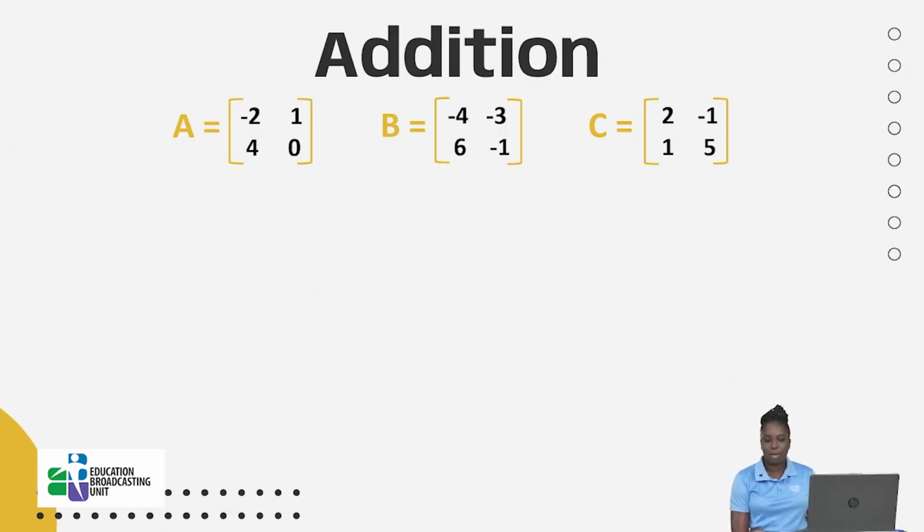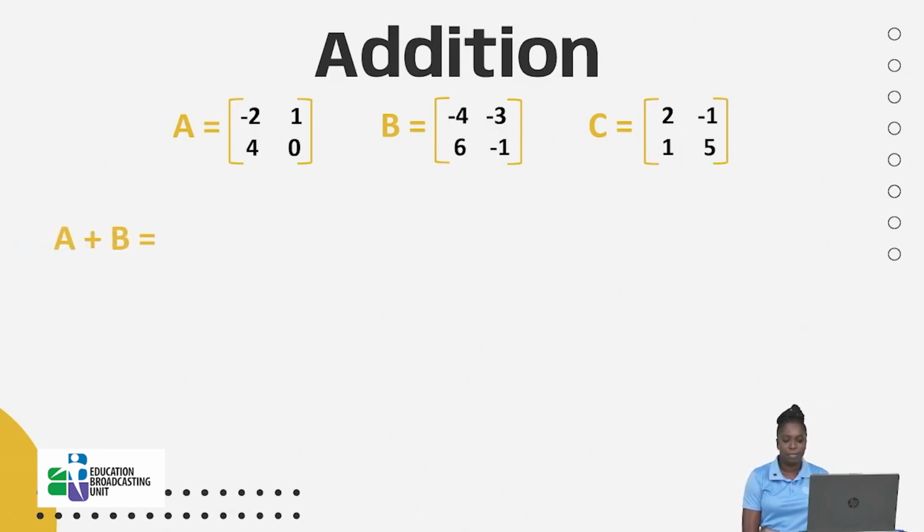Matrices are represented by capital letters for quick identity. So instead of reading out the entire matrix, we could simply say matrix A, or matrix B, or matrix C. So here we have three matrices, A, B, and C. For the operations we will look at today, these are the three matrices we will refer to.